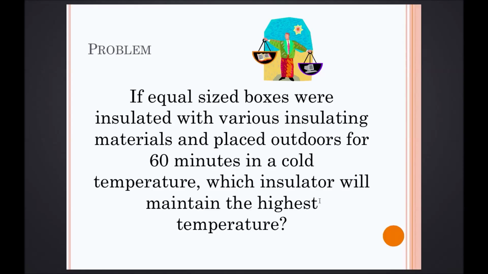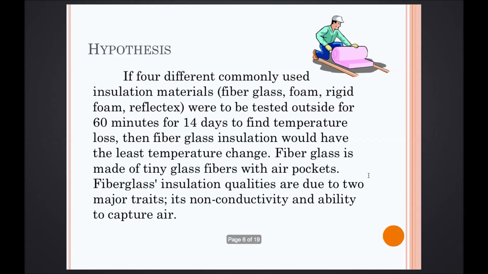Based on our research, the problem statement is: if equal size boxes were insulated with various insulating materials and placed outdoors for 60 minutes in a cold winter temperature, which insulator will maintain the highest temperature and the lowest temperature drop? Based on my research, if four different commonly used insulation materials, fiberglass, foam, rigid foam, and Reflectex, were tested outside for 60 minutes for 14 days, then the fiberglass insulation would have the lowest temperature drop. This is because it is made out of tiny glass fibers with air pockets. This allows it to have a high non-conductivity and a high ability to capture air traveling through.